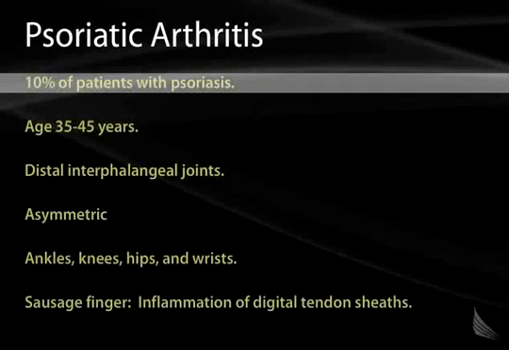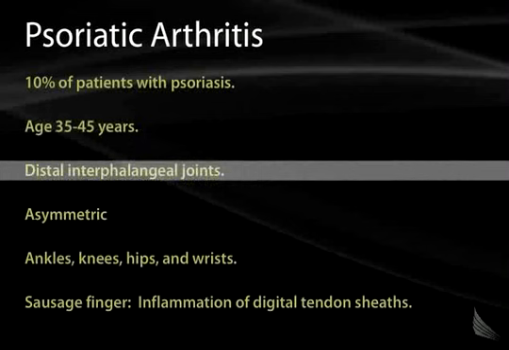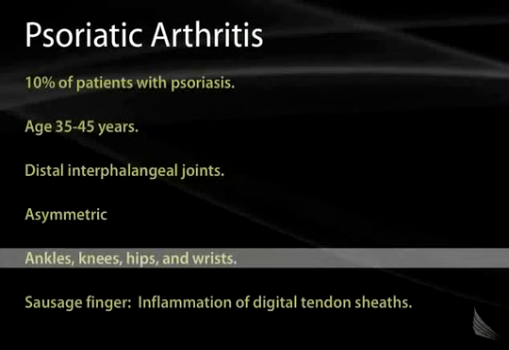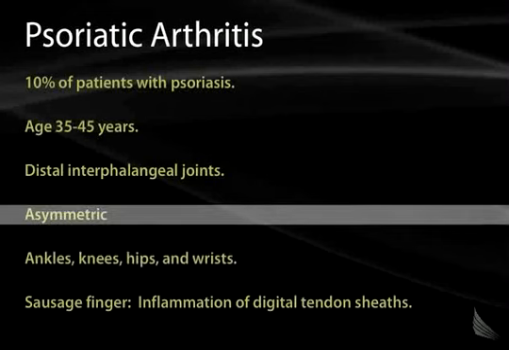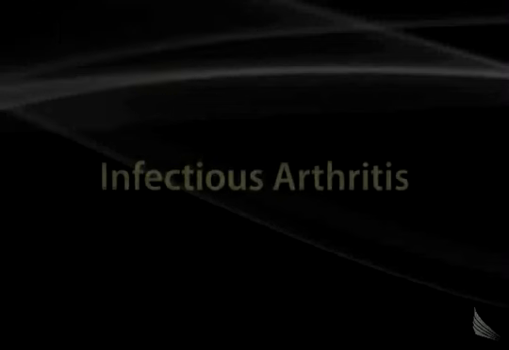Psoriatic arthritis will affect approximately 10% of the population that has psoriasis. You will see this presenting in patients between the ages of 35 to 45, and it will tend to affect a single joint, often the distal interphalangeal joints, or the ankles, knees, hips, or wrists. Again, unlike things like rheumatoid arthritis, it tends to be asymmetric. One of the classic physical findings on exam for these patients is what is called the sausage finger, due to inflammation of the digital tendon sheaths.